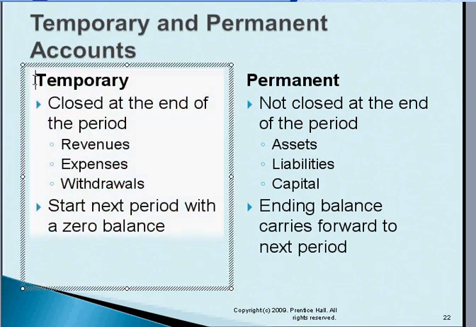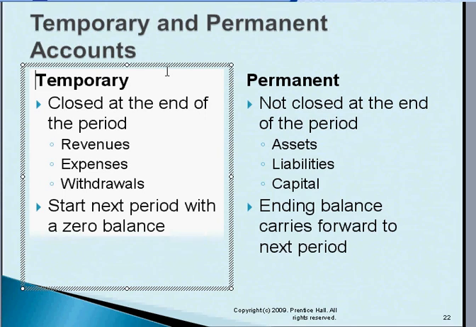Because these are the temporary accounts. We close them out at the end of the period. We want to zero out the revenues. We want to zero out the expenses because we measure them from period to period. We also want to zero out the owner's withdrawals because we want to measure what the owner is withdrawing every period. Remember, they're not taking a salary. Owners aren't allowed to get a salary. They get a withdrawal. So this is going to zero out the revenues, expenses, and withdrawals and start the next period with a zero balance.